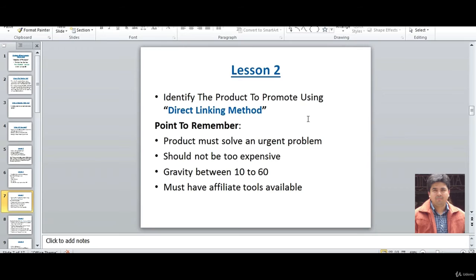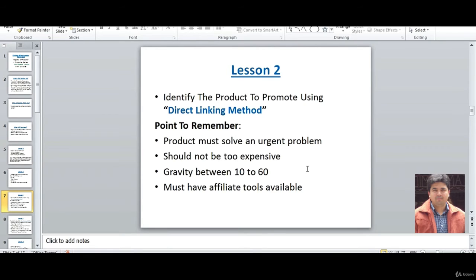If I am promoting a product through direct linking, I don't want each and every affiliate and his grandma promoting the same product. I don't want that much competition, because I don't have a second chance to interact with my visitor. I've got only one chance. So the gravity should be average, 10 to 60. That's the maximum. The ideal number is approximately 30 to 40. We need to keep this in mind.